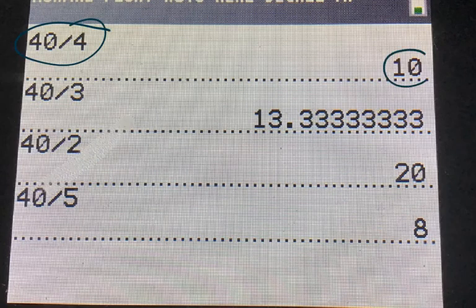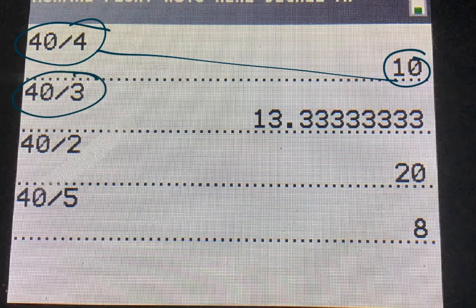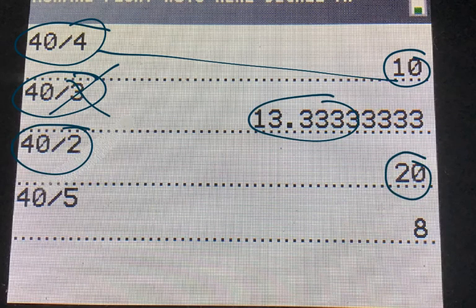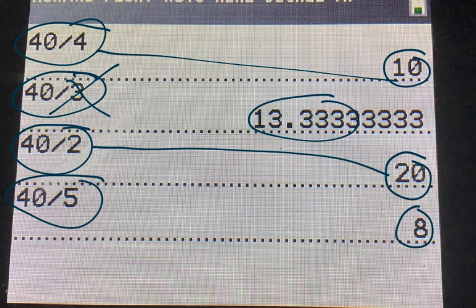40 divided by 4 is 10, but 10 and 4, that doesn't make 13. 40 divided by 3 is 13.3. That's not even a factor. 40 divided by 2 is 20. Together, that makes like an 18 or 22, right? 40 divided by 5 is 8. Aha! 5 plus 8 is 13.